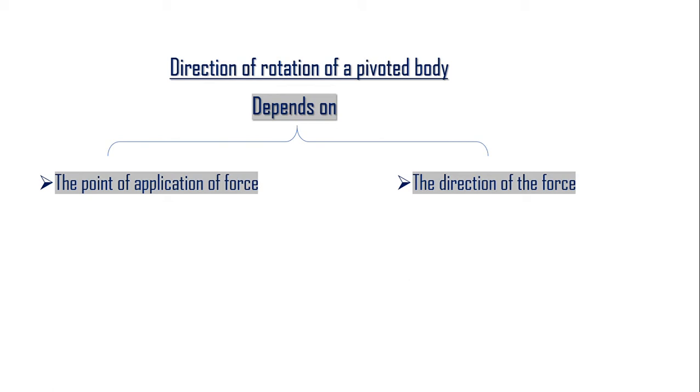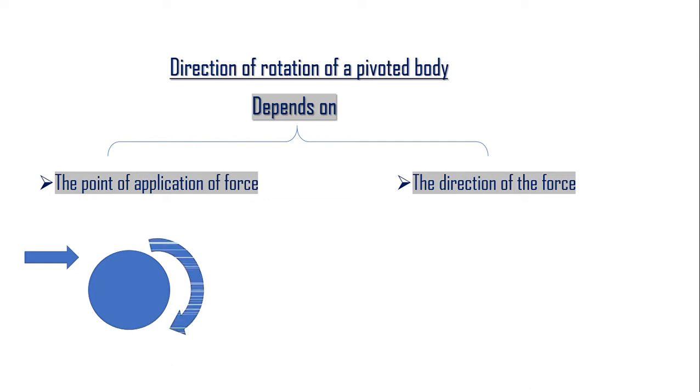So let's see the first one, the point of application of force. Suppose there is a circular body that has been pivoted at the center, for example a steering wheel. If a force is applied over here at the top of it, it will perform a clockwise motion, and if the force is applied at the bottom of it, it will perform an anti-clockwise motion.